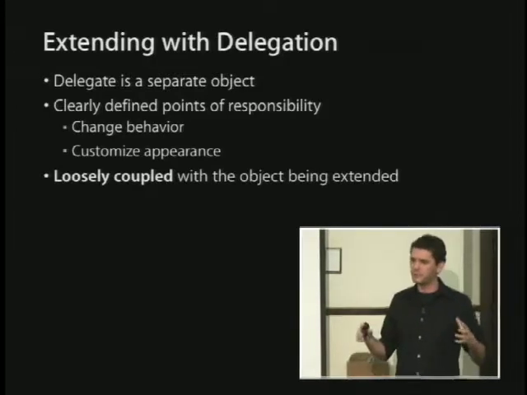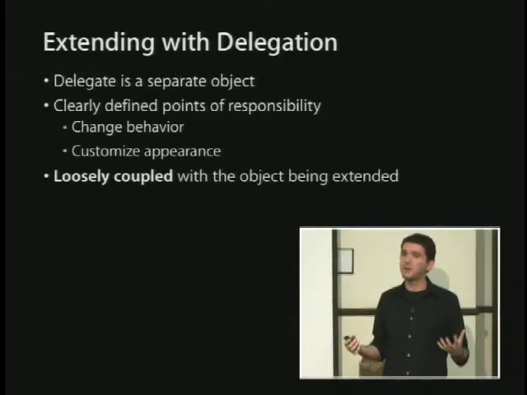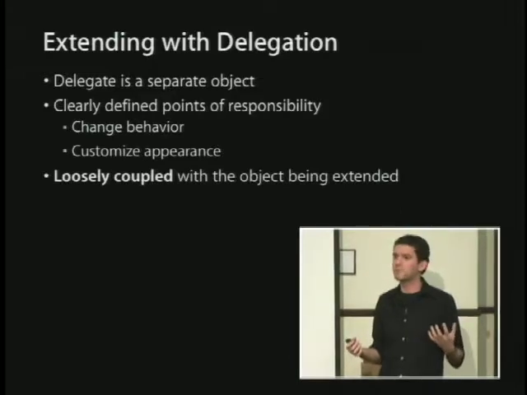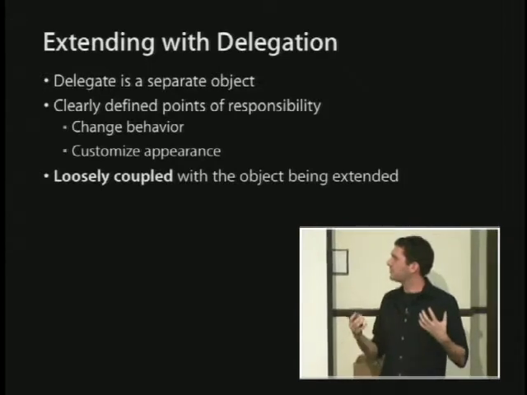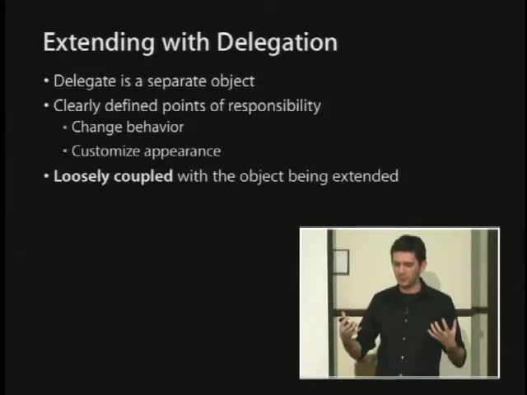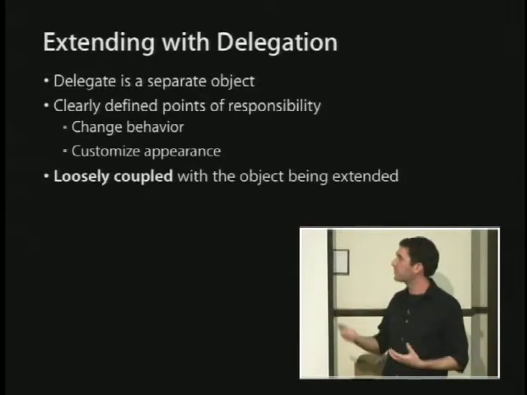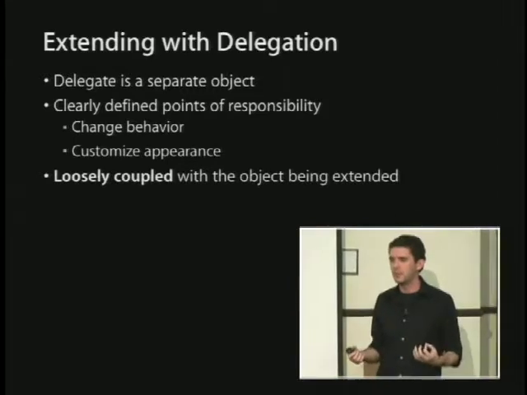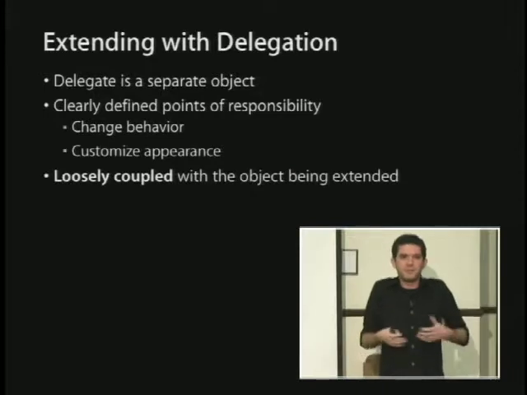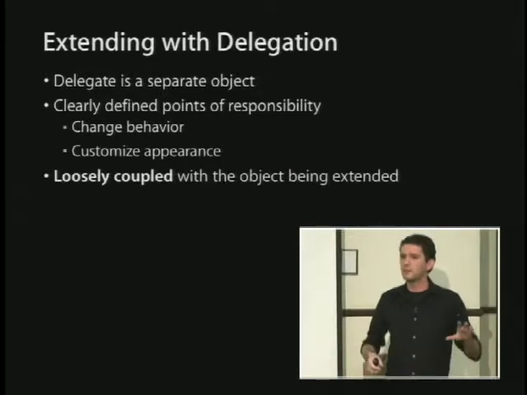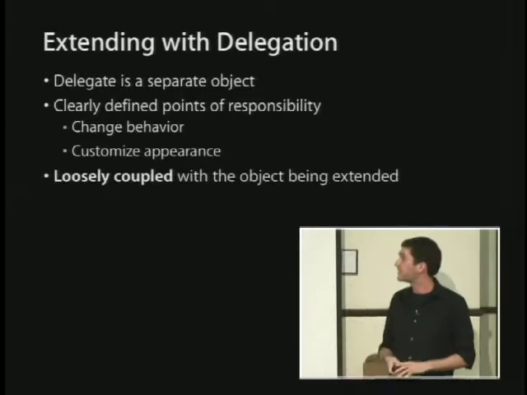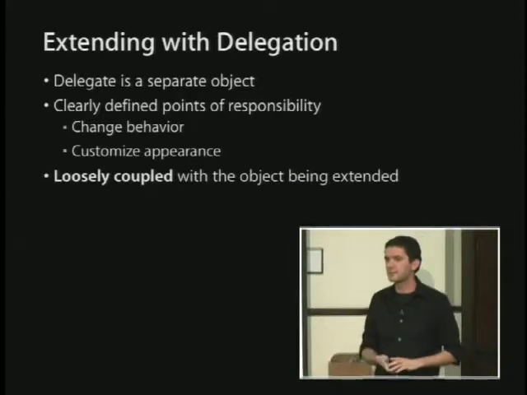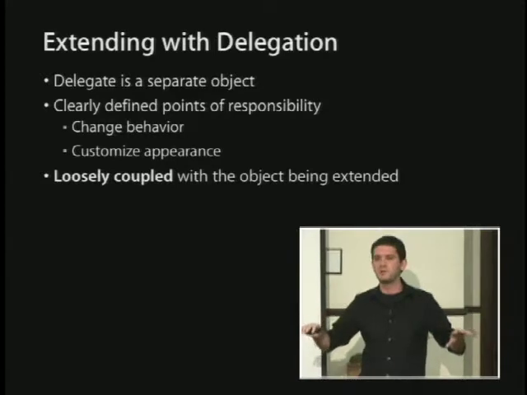The protocol, the Objective-C protocol that defines the set of methods that the delegate will implement, basically creates a very clear defined set of override points where you can customize behavior or customize appearance. It's not quite as open-ended as subclassing, where the subclass might go ahead and change anything on the superclass. There's a very clear, defined set of points where you can change behavior and change appearance. And one of the benefits of this is that it maintains a loose coupling between these objects.